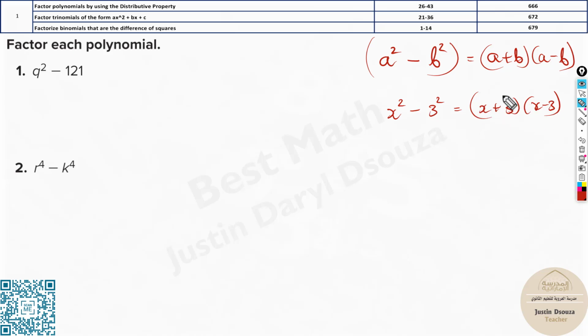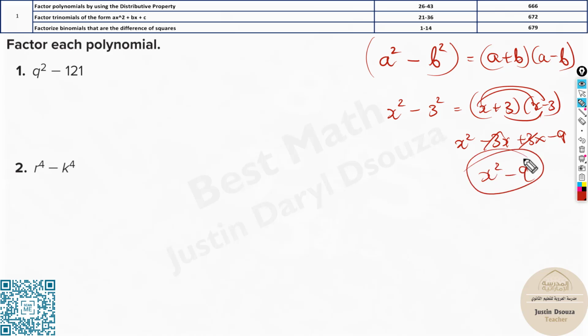Now, how this can be proven is very simple. x times x, what is it? x squared. x times minus 3 is minus 3x. 3 times plus x will be plus 3x, and 3 times 3 is minus 9. It's negative over here, negative 3. So this cancels off. You're remaining with x squared minus 9, right? So it's already proven. That's the identity. Now here, instead of solving all that, you directly use the identity, that is difference of squares.